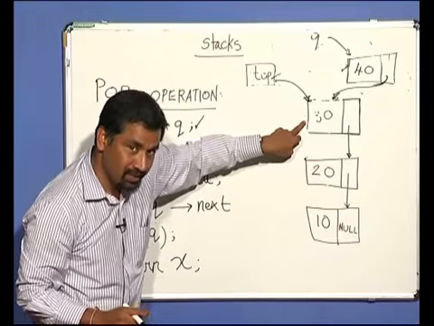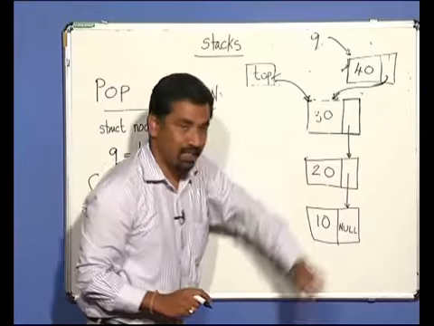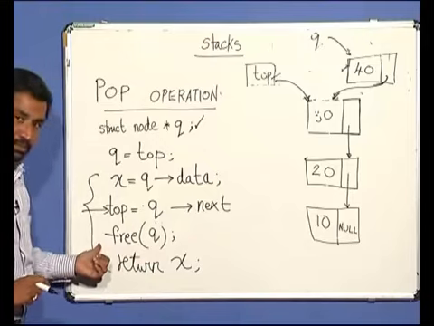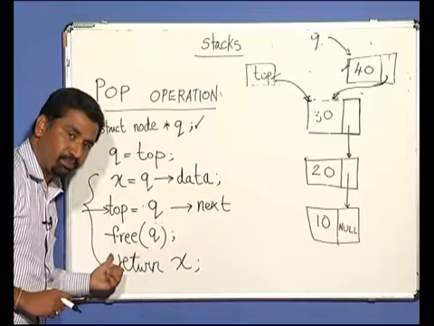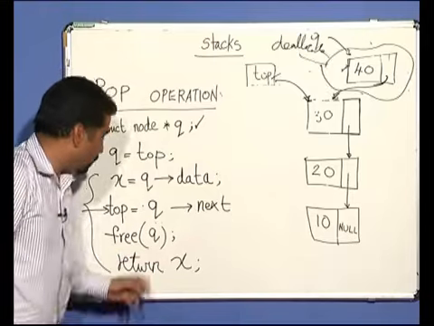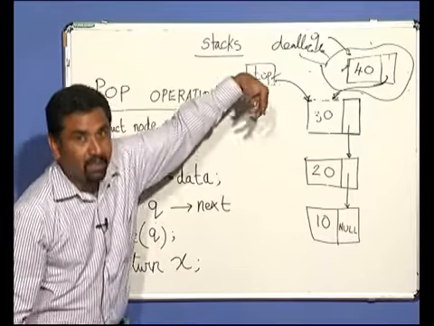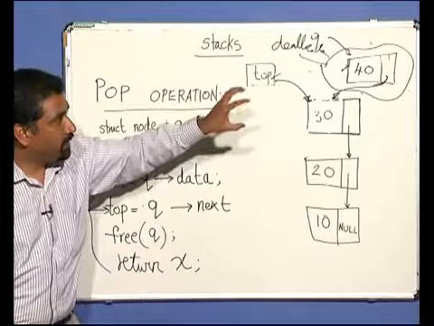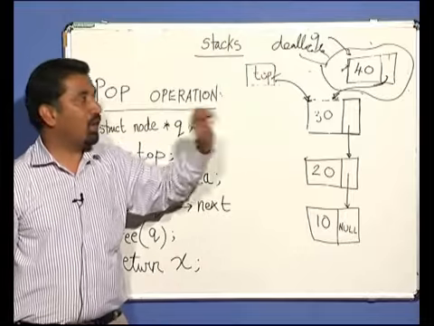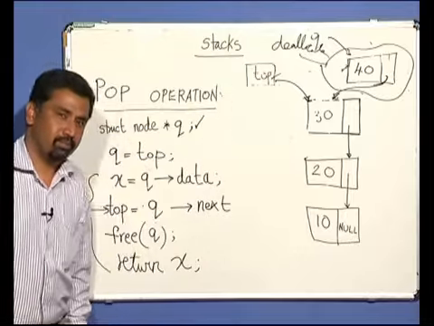Top of the stack is 30. Of course, these links are still there. So now what do we do? We simply free Q. By using this particular statement here, we are going to completely deallocate the memory occupied by that node.